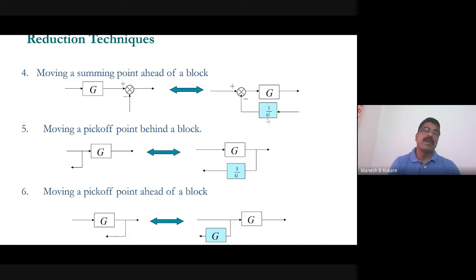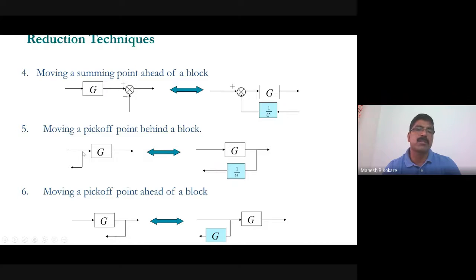Now, rule number 5 is that, I said that in a block diagram there are important things like the forward path, feedback path, summing point, and take-off point. Now we have seen summing point shifting ahead of the block and behind the block. Now we'll see moving the take-off point, also called the pick-up point, behind the block.